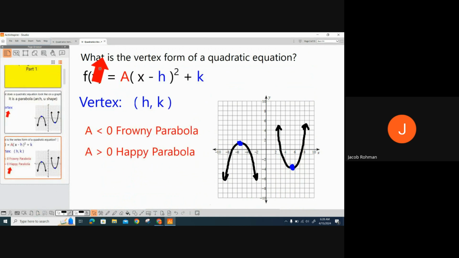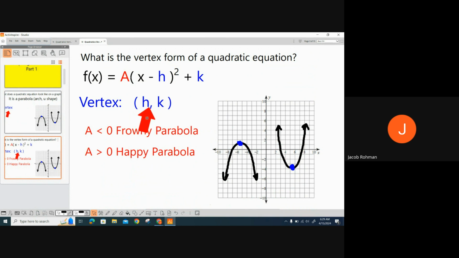And the next question is, what is the vertex form of a quadratic equation? Well, here we have this function f of x is equal to a times the quantity x minus h squared plus k. And the vertex we can take directly out of this function by saying that it's (h, k). So here we have the coordinates (h, k) as the vertex.